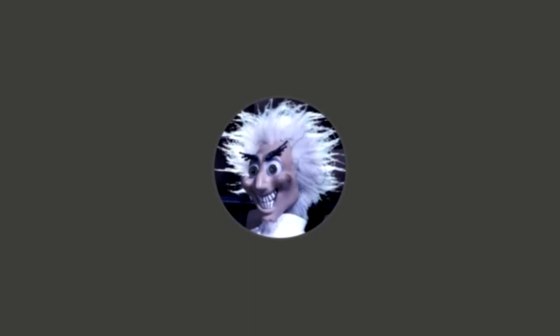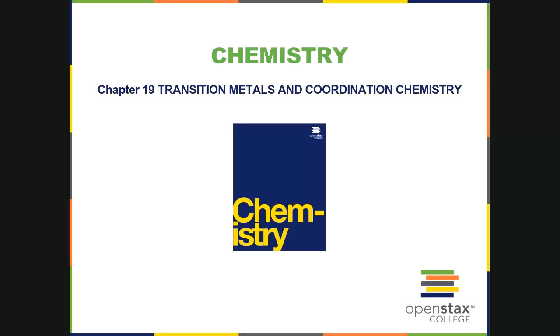So our next chapter is transition metals. This is a really short chapter. There is some sampling homework that goes with it. It's really short also. So here we go, transition metals and coordination chemistry. So this is chapter 19.